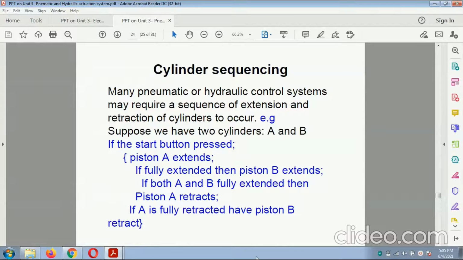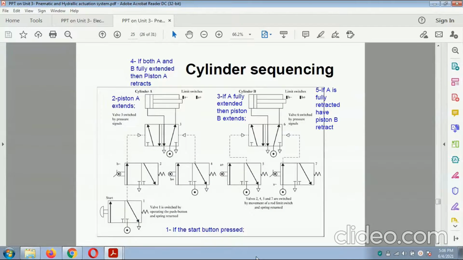Cylinder sequences. Many pneumatic or hydraulic control systems may require a sequence of extension and retraction of the cylinders to occur, that is cylinder 1 and cylinder 2. So this is the program related to the sequence of cylinder retraction. And this is the diagram which gives the cylinder sequence.